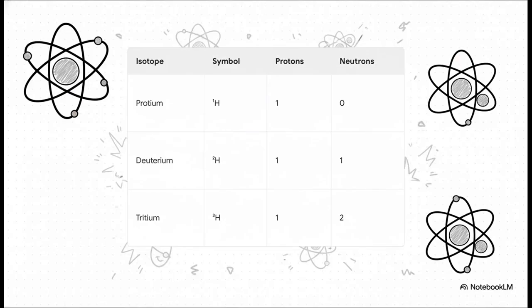Hydrogen is the perfect example. Check it out. Every single hydrogen atom has 1 proton. That's what makes it hydrogen, but the most common type, protium, actually has 0 neutrons. Then you've got deuterium, which has 1 proton and 1 neutron. And then there's tritium, with 1 proton and 2 neutrons. See, all of them are hydrogen, but they have different masses.